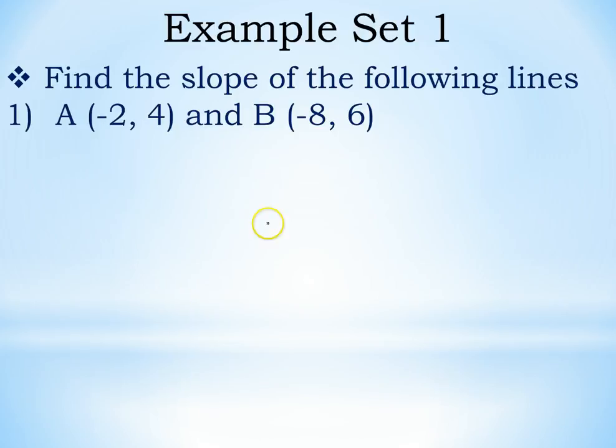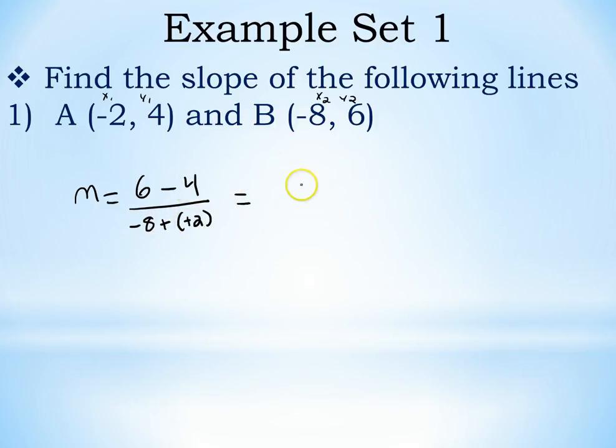So I want to find the slope of the following lines, A and B. It doesn't matter, so I'm going to just make these two my x2, y2s, this one my x1, y1s. So M would equal y2 minus y1 over x2 minus x1. Minus negative becomes plus. 6 minus 4 is 2. Negative 8 plus 2 is a negative 6. I can reduce this fraction to negative 1/3.